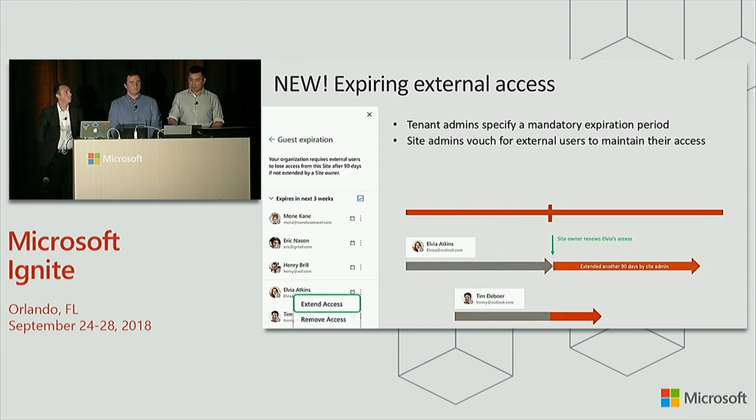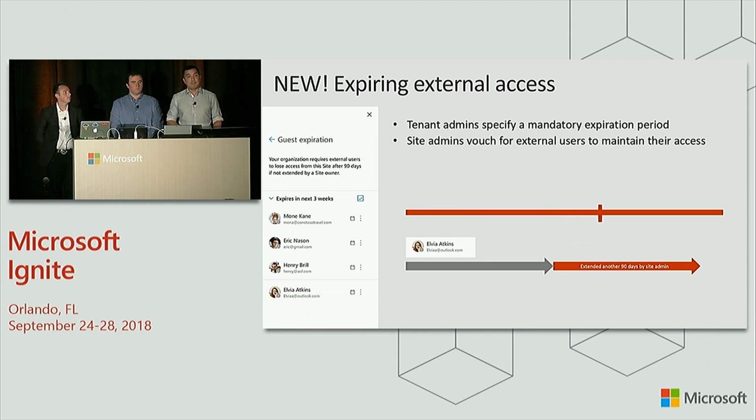Before Elvia's access expires, I, as a site owner, can easily go see a list of who's about to expire and go extend her access. I'll automatically get a notification telling me that there are people whose access is about to expire. And if I happen to be on the site, there'll be an indicator that says I should go take a look at the external users who have access. In this case, I'm going to extend Elvia's access, which gives her another 90 days to still have access to the site. And if I don't do anything about Tim's access, his access automatically goes away after 90 days.